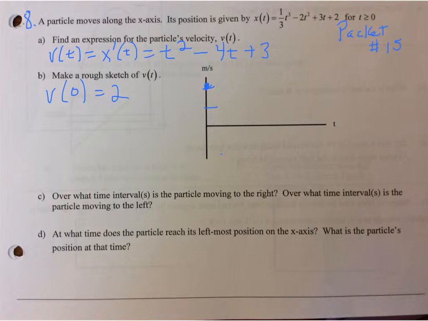And then if I factor this, I can factor it into t minus 3 and t minus 1. Setting those equal to 0, I'm going to have roots of 1 and 3. So the parabola with roots 1 and 3 is going to go something like that. Now remember, we just drew the velocity curve.